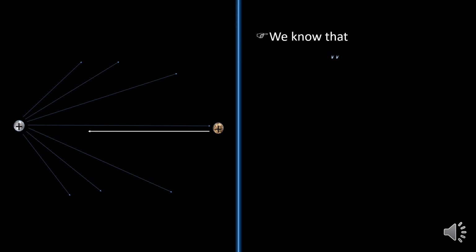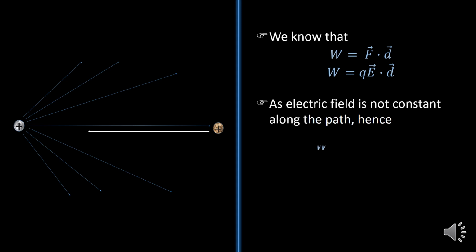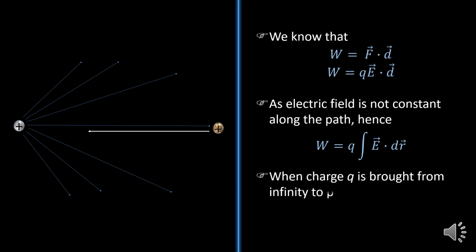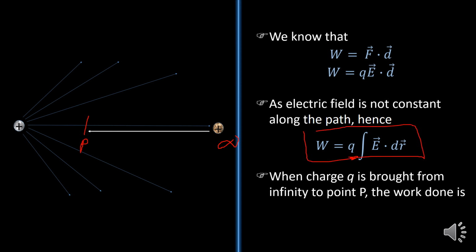We know that work done is qE dot d. In this case, as electric field is not constant, we have to go for integration. And q being constant, you can always keep it outside, no problem. If you are coming from infinity to a given point, suppose the charge is brought from infinity to say point P, then we can write this equation as this. So this is how we find out work done.